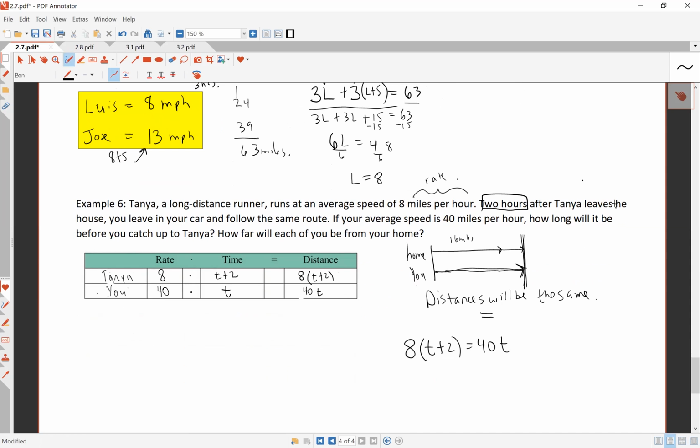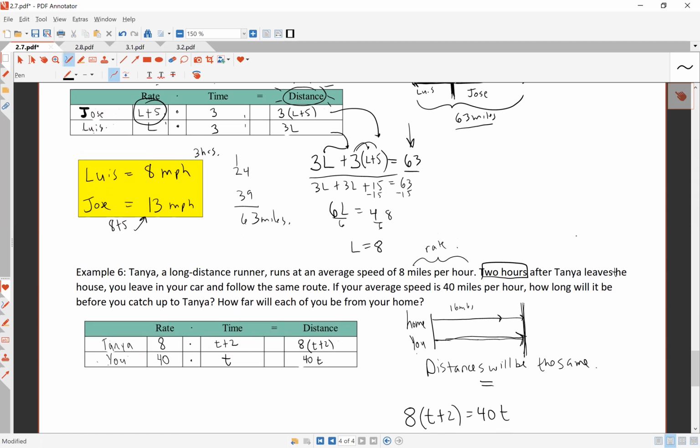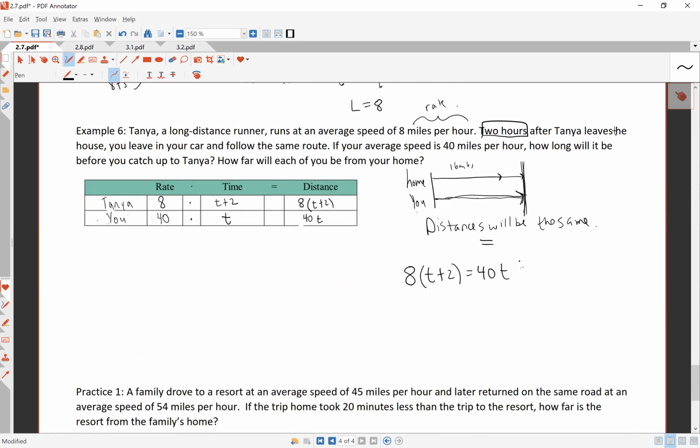So now you've seen the two scenarios that can happen with uniform motion problems. You either add them up and set it equal to some number, or you just set the two expressions equal to each other if it's following the same route or catching up with each other.